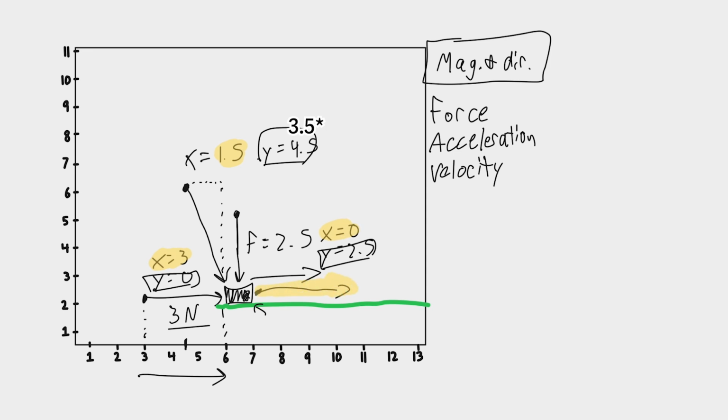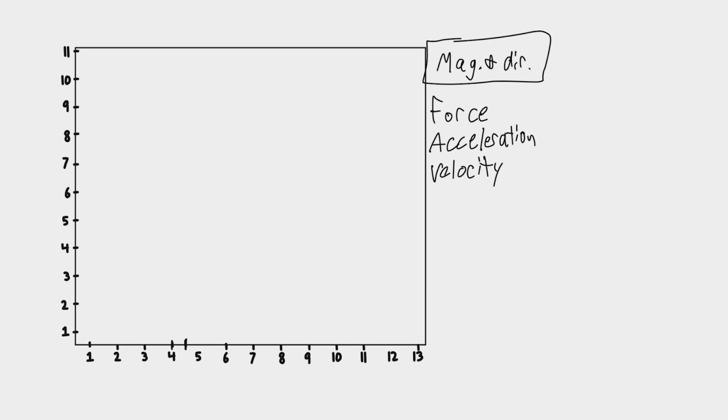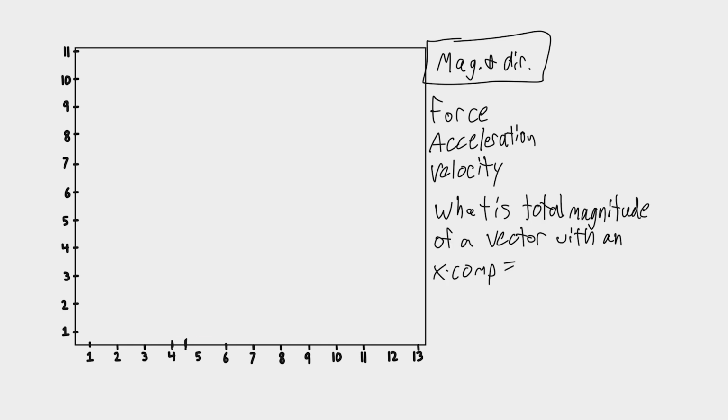If you think you conceptually are good with the idea of breaking these vectors down into their components, then now what we need to talk about is finding their components if you're given a missing value. Questions that are asking you to find missing components usually go something like this. What is the total magnitude of a vector with an x component equal to 3 and a y component equal to 2? We can go over to the number line here and sketch this out.